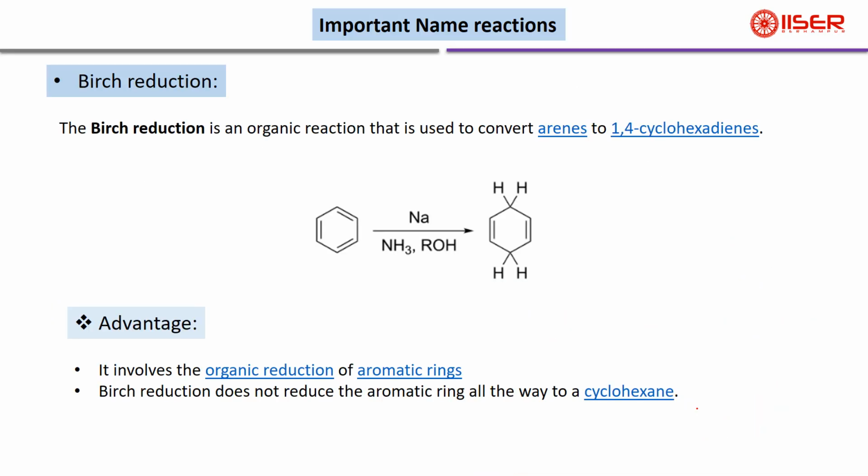Okay, let's move to the next name reaction, that is called Birch reduction. The Birch reduction is an organic reaction that is used to convert arenes to 1,4-cyclohexadiene. Advantage: it involves the reduction of the aromatic ring, and Birch reduction does not reduce the aromatic ring all the way to cyclohexane. So it can reduce the aromatic ring to 1,4-cyclohexadiene, not to cyclohexane.